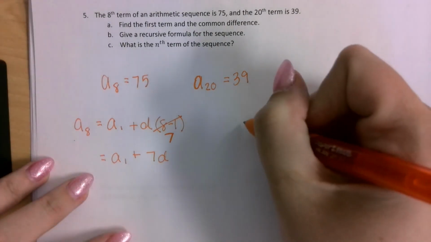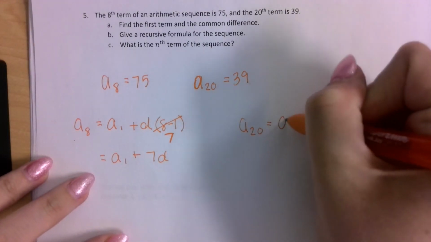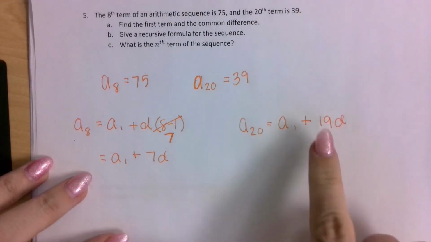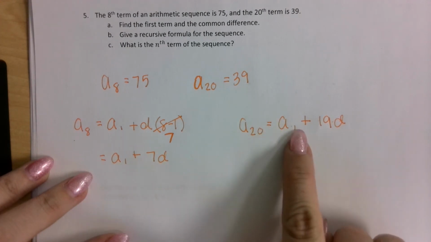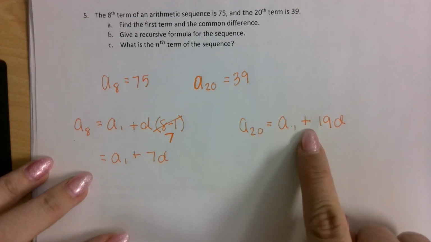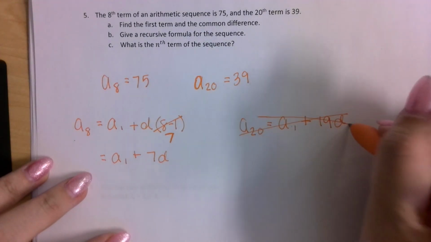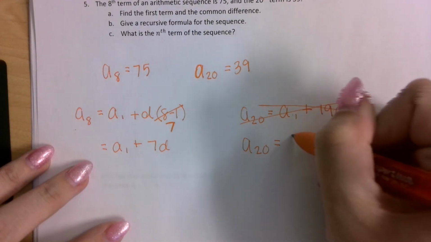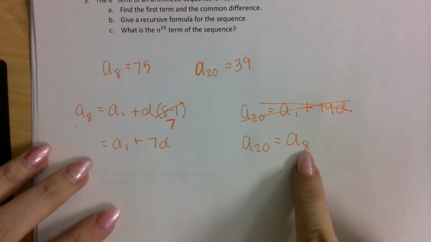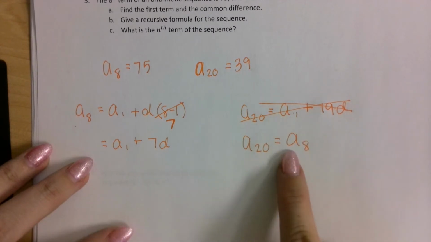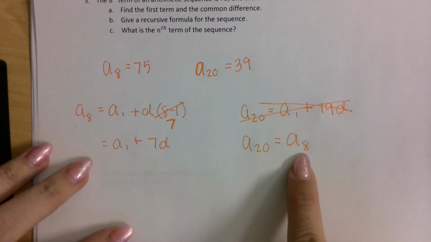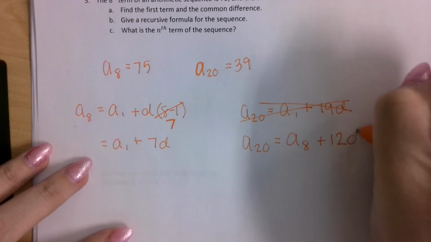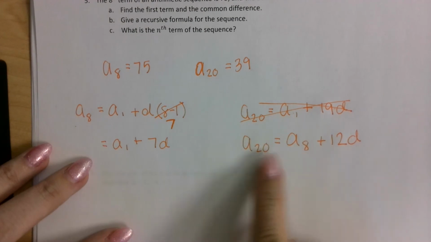Okay, now if I did the same thing for 20, a sub 20 would be a sub 1, plus I would have to add 19 times to get from 1 to 20. However, this isn't going to really help us. So I'm not going to use that because that's not very helpful. But what I am going to do is use the 8th term because I know that. I don't know this. So how many times would I have to add to go from 8 to 20? Well, I would have to add 12 times to go from 8 to 20.